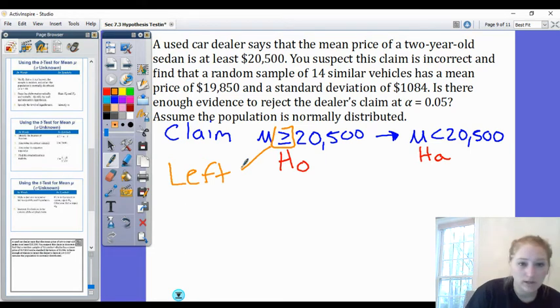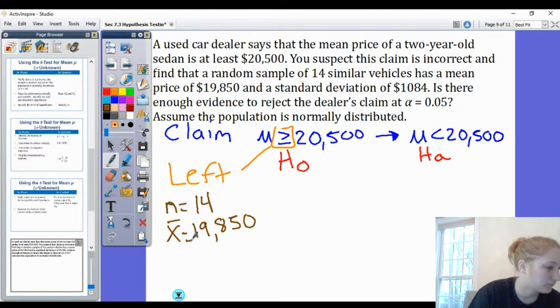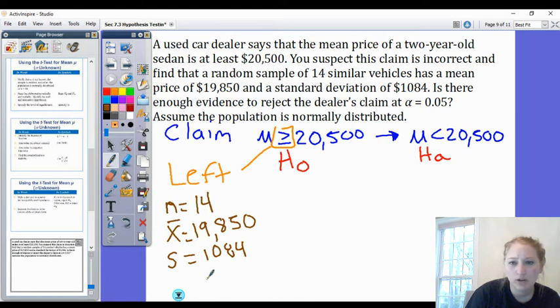Let's write down all the other information that I have so I can organize my thoughts. You suspect this claim is incorrect and find a random sample of 14 similar vehicles, and they have a mean of $19,850 and a standard deviation of $1,084. Is there enough evidence to reject the dealer's claim at an alpha level of 0.05?